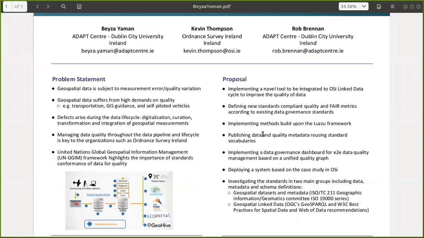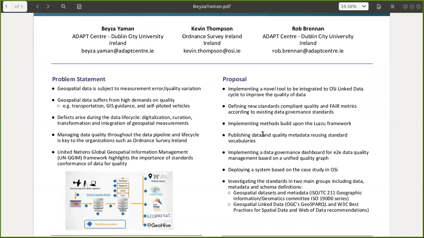Think about a self-piloted vehicle, which is using a machine learning model. Quality of the dataset is critical for the performance of the model, which has an immense importance in the domain of self-piloted vehicles. Geospatial data suffers from high demands on quality in real life.